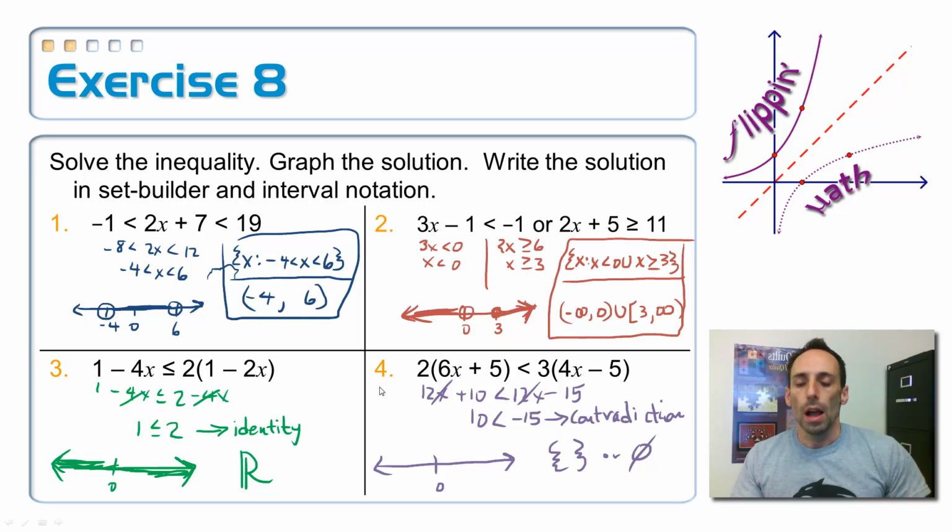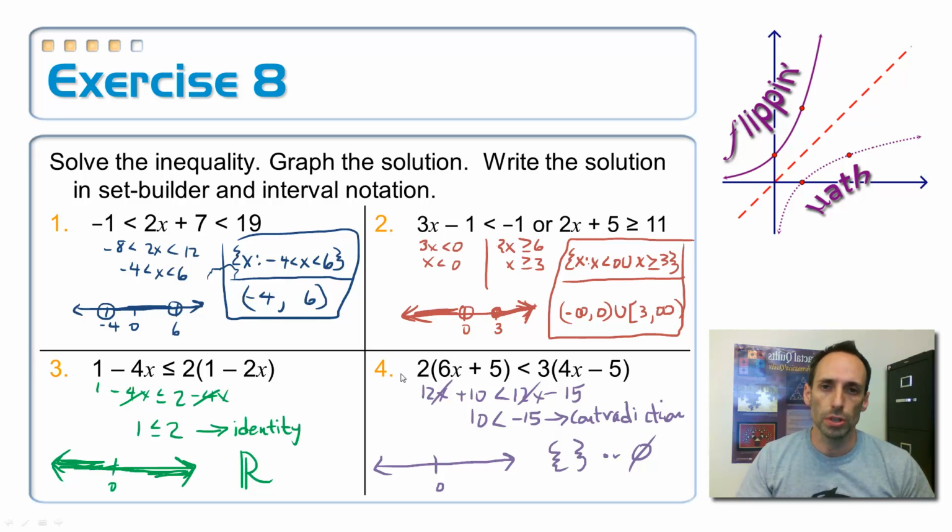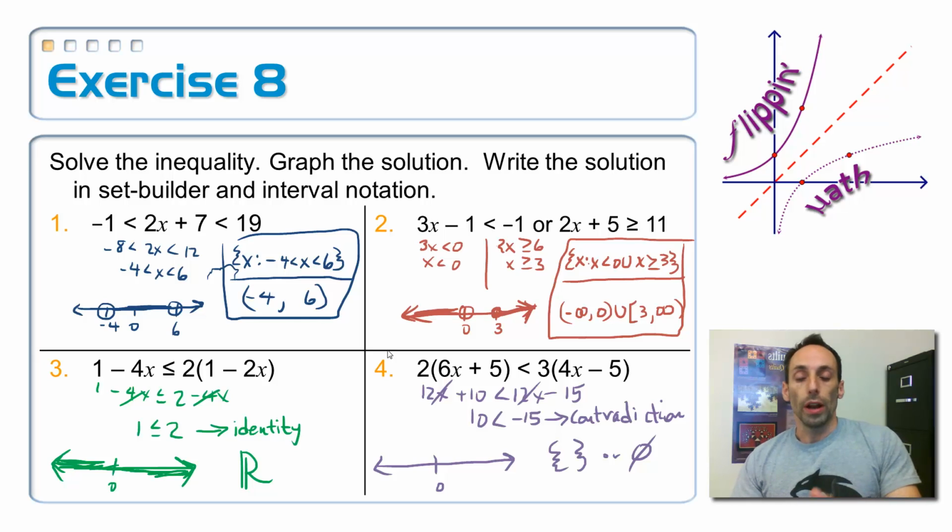Okay. On number 4, another crazy thing happened. The x's do cancel out again, but this time you don't get a true statement. You might have gotten something different from me number-wise, but you should also get what is called a contradiction. Like this doesn't make sense. 10 is less than negative 15. It's not. 10's bigger. That's a contradiction, which means that there's nothing that you can stick in for x to make that thing true, which means you have no solution. When I graph it, it's a number line with nothing colored in. I got nothing on there.